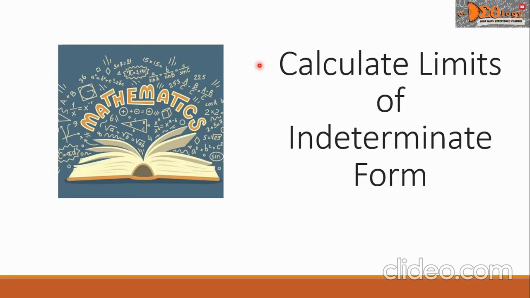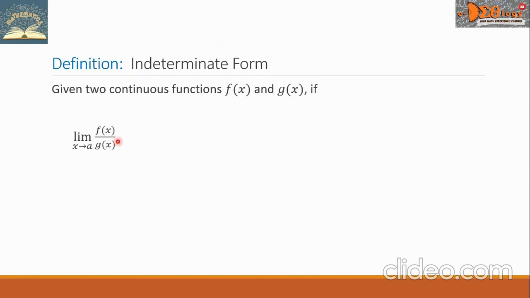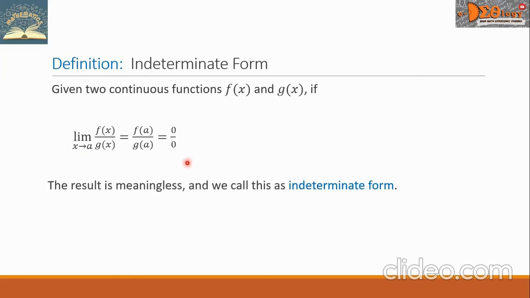Today, we're going to study how to calculate limits of indeterminate form. Let us define indeterminate form. Given two continuous functions f of x and g of x, if we evaluate the limit of f of x over g of x as x approaches a as f of a over g of a, and this fraction results to 0 over 0, the result is meaningless, and we call this an indeterminate form.